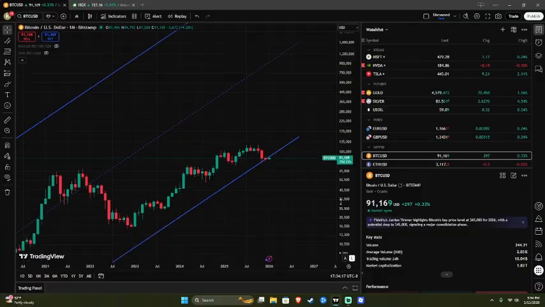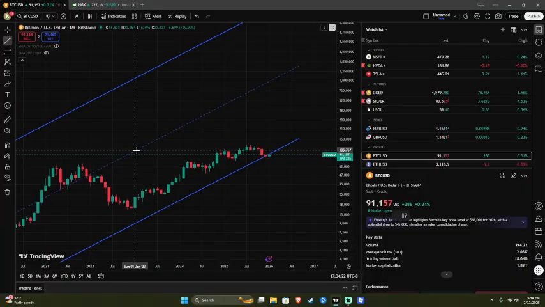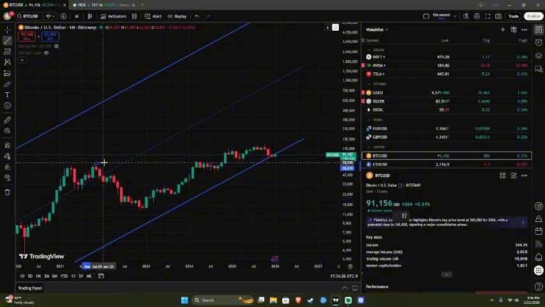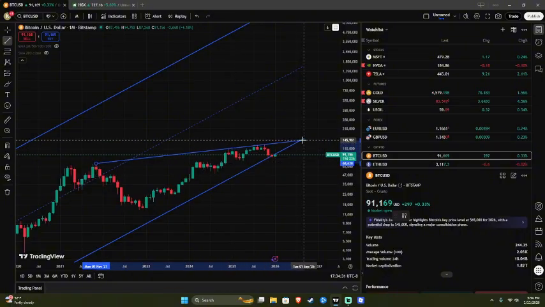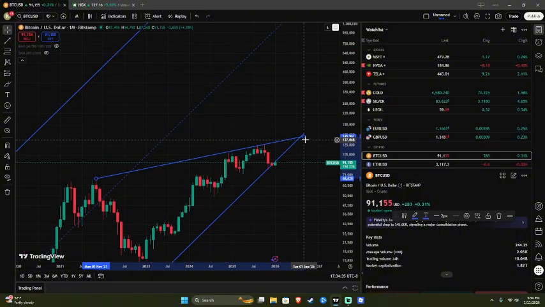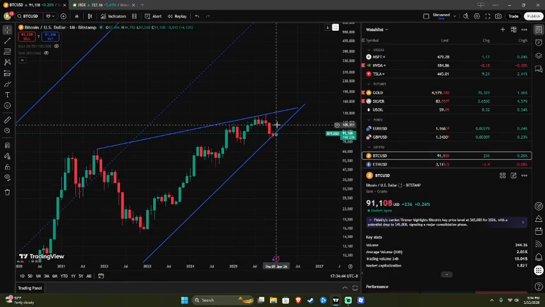It looks like it's trying to get back above this parallel channel. This is a long-term parallel channel. If we take another trend line connecting the highs here, the high from 2021 connected through these highs to the highs here, that would be the maximum upside for Bitcoin if Bitcoin managed to get back above this parallel channel. So that's what we're going to be watching for this month of January 2026.